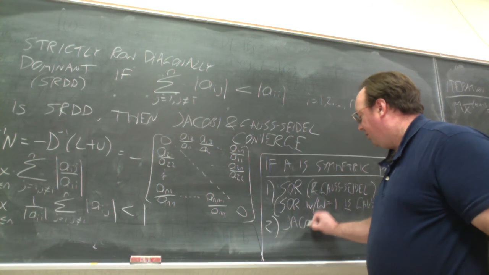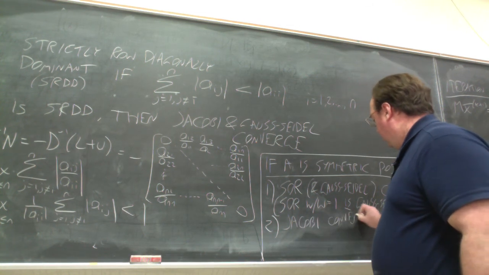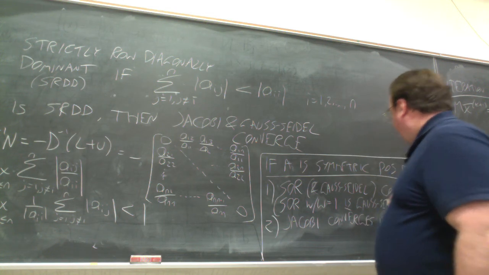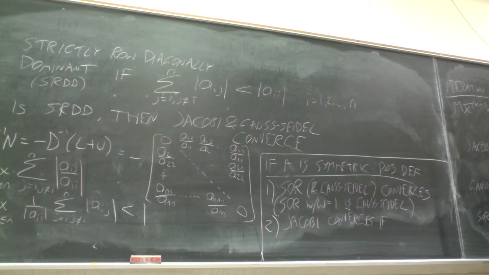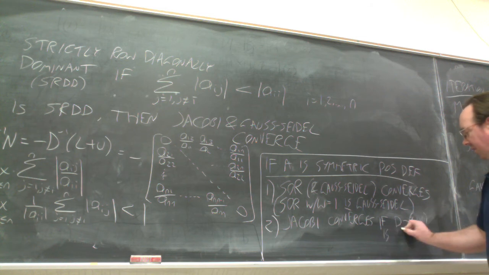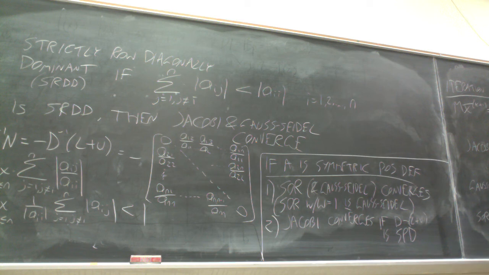So Jacobi converges, but we need an extra condition that D, so it's not just M minus N has to be positive definite, but M plus N. So D minus L plus U. If that is SPD, so symmetric positive definite. So A is equal to D plus L plus U. So we're assuming that's symmetric positive definite. If D minus L plus U is also symmetric positive definite, then Jacobi will converge when applied to A.